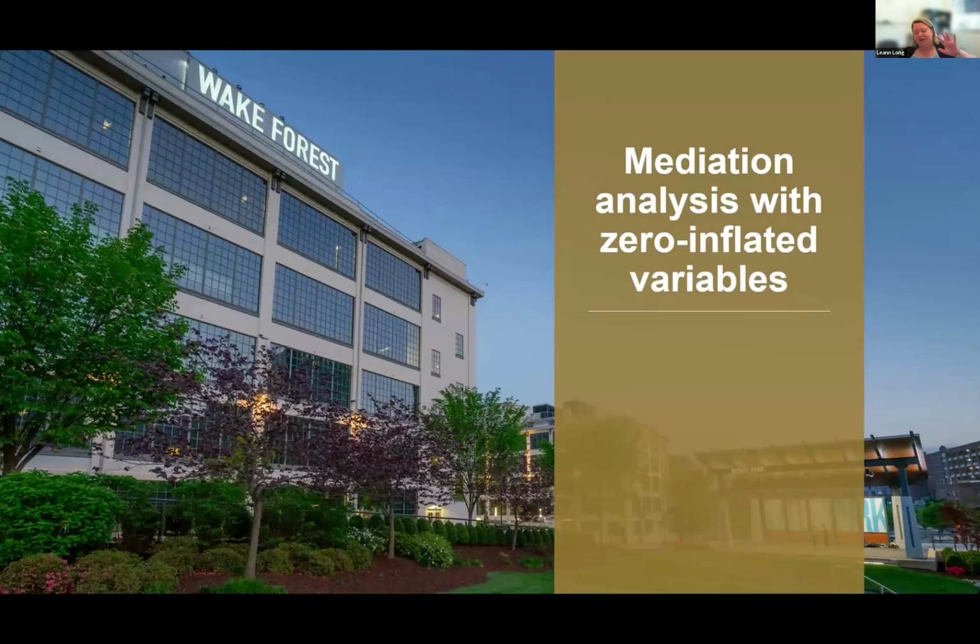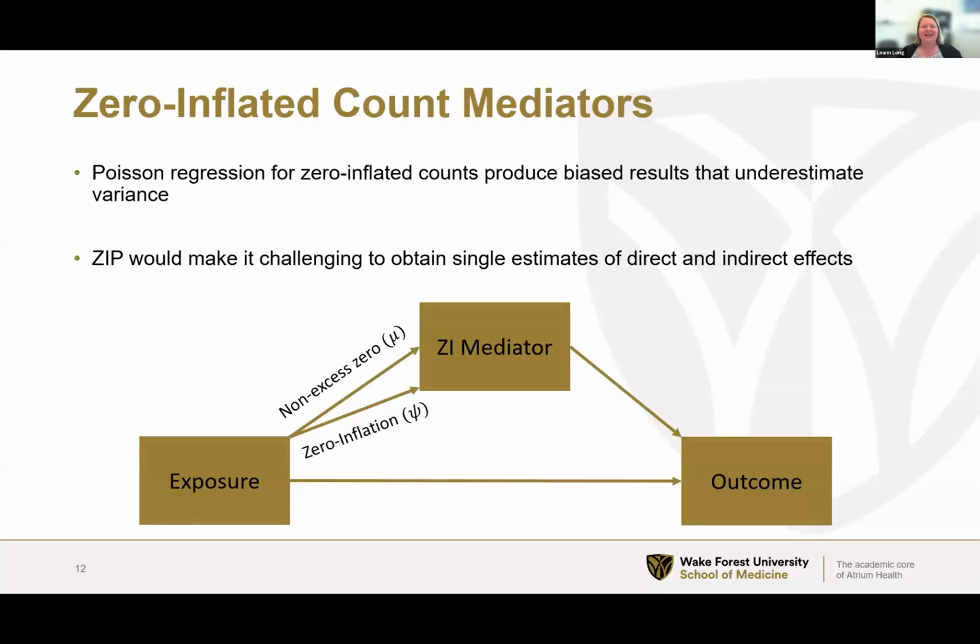Okay, so now that you're complete experts in mediation analysis and zero-inflated variables, let's put those together. So as I mentioned, Poisson regression, if you have zero inflation, is going to produce biased results, and we're going to have inflated type 1 error. If we chose to go down the most traditional route of the zero-inflated Poisson model, we're going to have a problem in mediation because we have a two-part model.